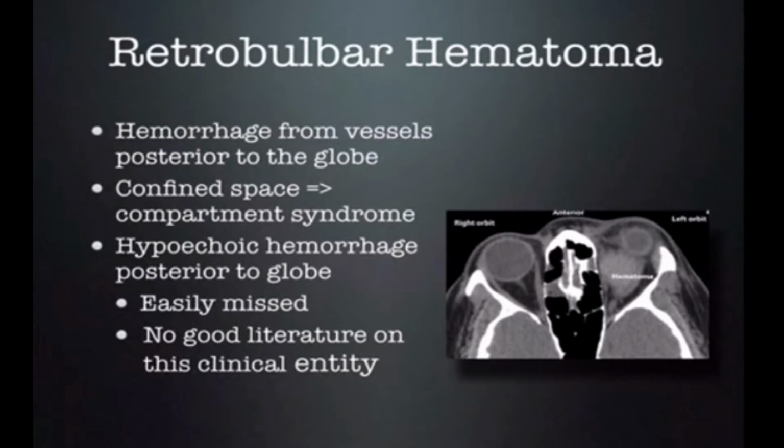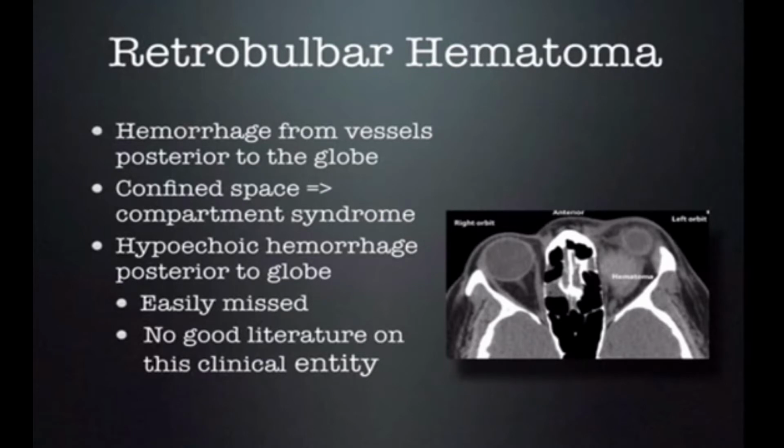Retrobulbar hematoma is blood that collects posterior to the globe. Because the posterior of the globe is surrounded by bone, any collection of blood there increases the pressure in that space, so it's truly a compartment syndrome. And as that blood begins to collect, it starts pushing the globe out of the orbital cavity and putting traction on the optic nerve, then causing ischemia to the optic nerve and to the eye and leading to vision loss.